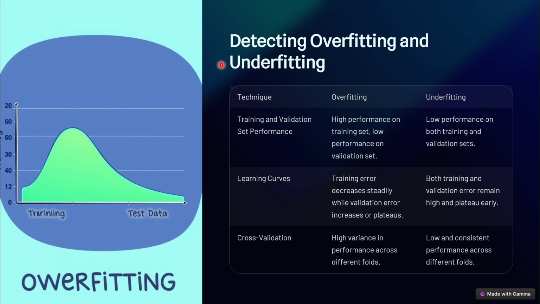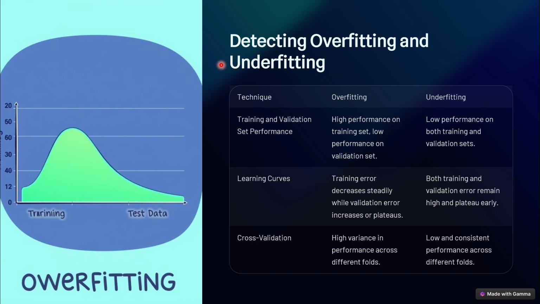Learning curves. Overfitting can be spotted by looking at the learning curves. As the training goes on, training error will keep decreasing, but the validation error will start increasing or stay flat. For underfitting, both the training and validation error stay high and the model stops improving early.